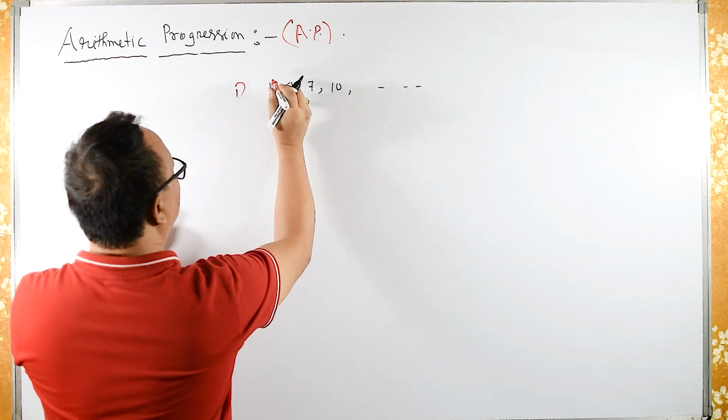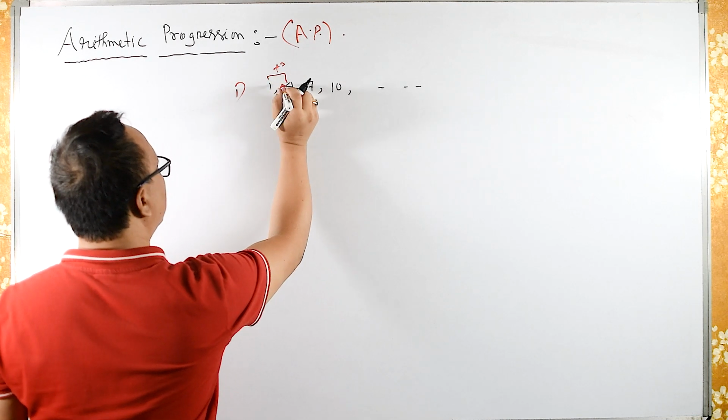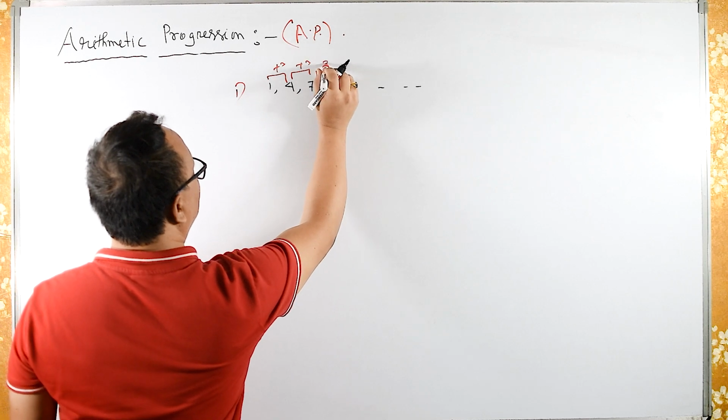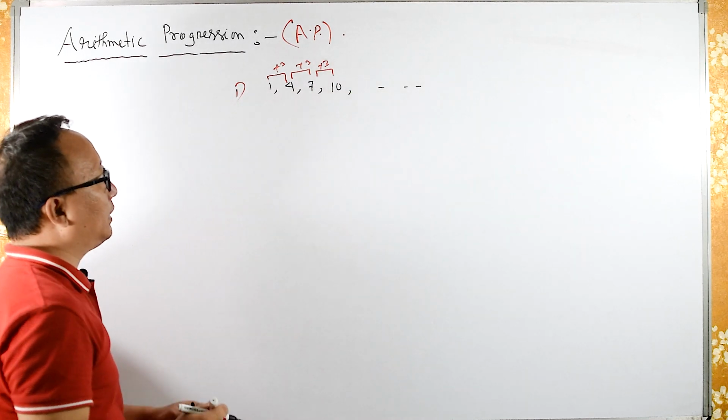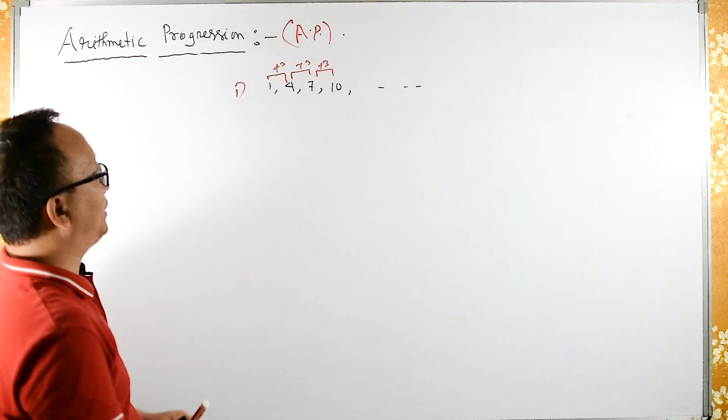From here to here, I'm adding 3. 1 plus 3 is 4, 4 plus 3 is 7, 7 plus 3 is 10. So we call this an arithmetic progression.